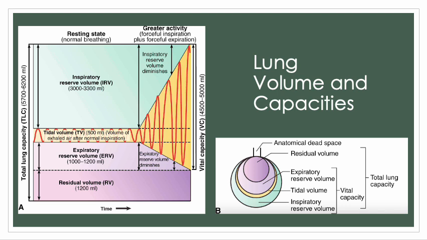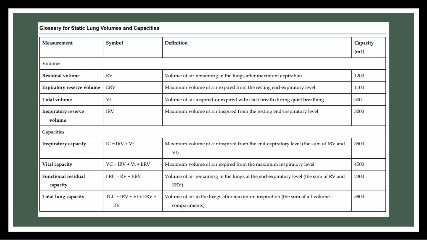And then total lung capacity, this includes everything and is listed on the left. This is the volume of air in the lungs after maximum inspiration, the sum of all compartments. And again, that's outlined on the next slide. So here is a glossary of static lung volumes and capacities, everything we just went over.